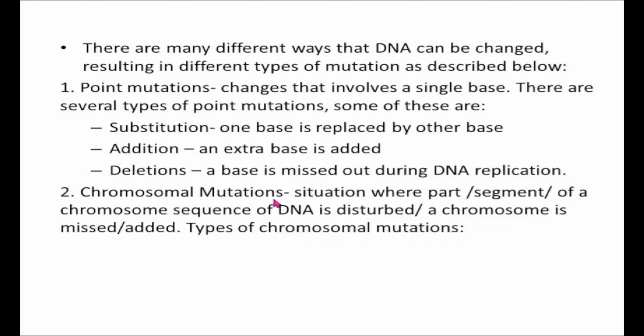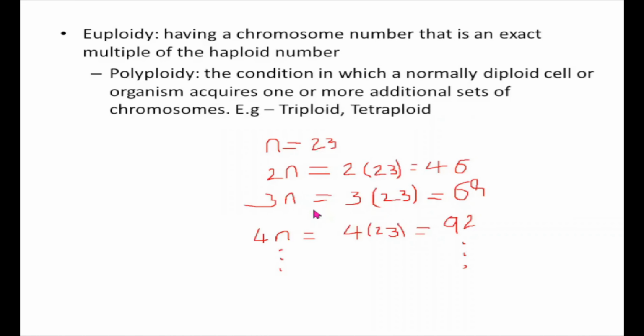Chromosomal mutations are a situation where part or segment of a chromosome sequence of DNA is disturbed, or a chromosome is missed or added. There are different kinds of chromosomal mutations. The one which has a large effect is the chromosomal mutation, because it will affect a lot of sequences of nucleotides compared with the point mutation.